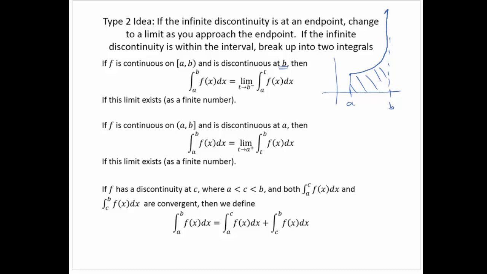So as we get closer and closer to b on the left, of the integral from a to t. And similarly, if we had an integral where the infinite discontinuity is on the left, we approach from the right. And if we have a discontinuity at c where a is less than c, which is less than b, and we can show that both of the integrals from a to c and c to b are convergent, then we can break up the larger integral as two smaller integrals.